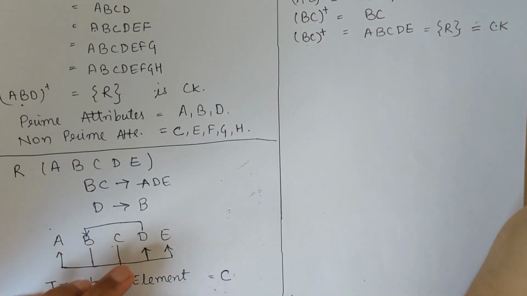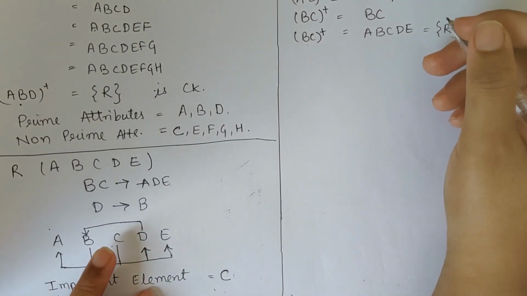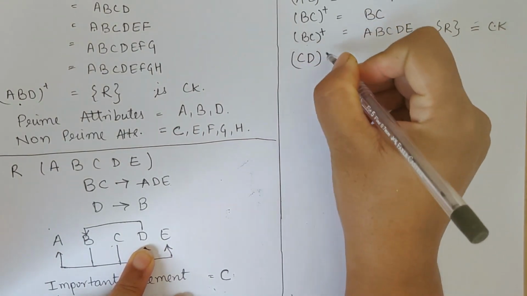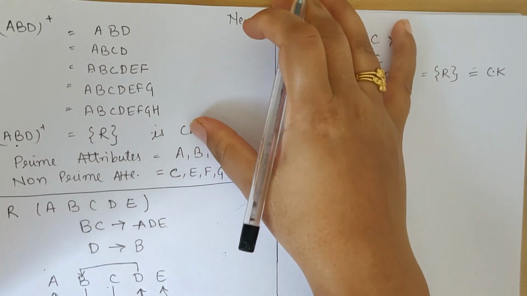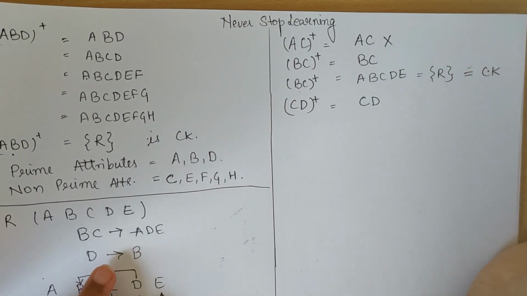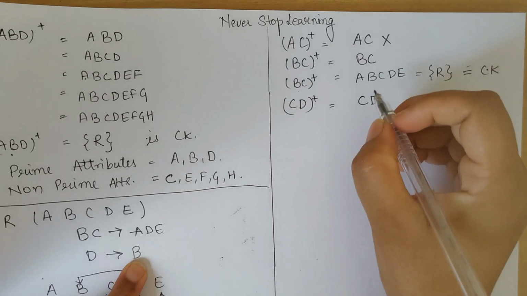Let's try with others. After this, I have to try CD. When I try the closure of CD, check: CD determines CD, and D has the power to determine B.